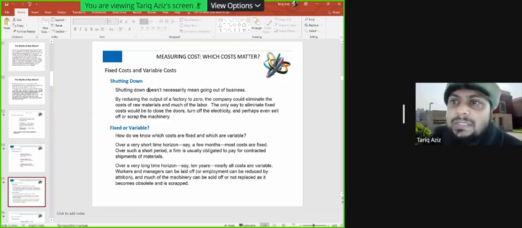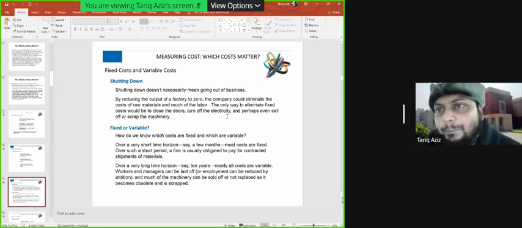The concept of shutting down is related to this, because shutting down does not necessarily mean going out of business. By reducing the output of a factory to zero, the company can eliminate the cost of raw material and much of the labor. The only way to eliminate fixed cost would be to close the doors, turn off the electricity, and perhaps even sell off or scrap the machinery, because every machinery has a certain cost of maintenance. Only then can we eliminate the fixed cost.